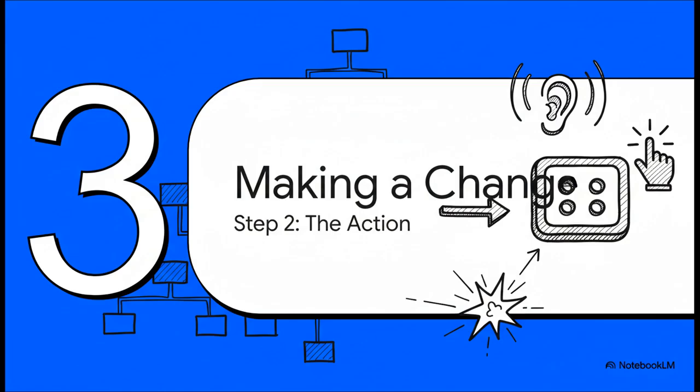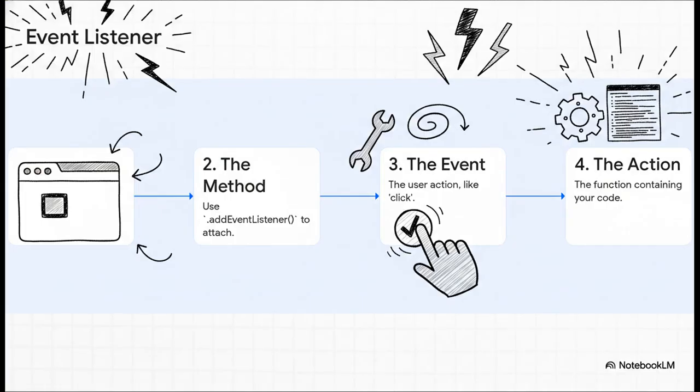Okay, so we found our element. Now for the fun part. This is where we actually make something happen. We need to tell our button or our title or whatever to just listen, to wait for the user to do something. Like, click it. And the way we do this is with something called an event listener.